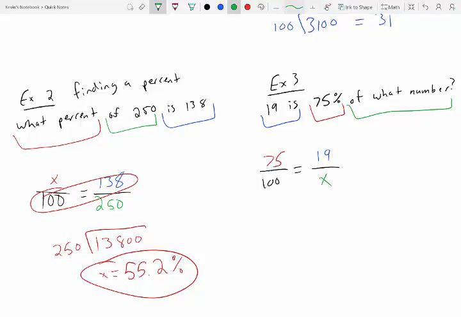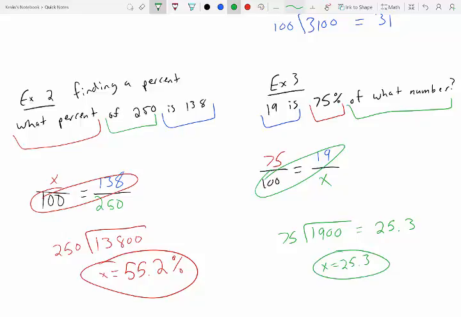So from here we cross multiply. 100 times 19 is 1,900 divided by 75, and this is going to be a repeating decimal, but we're going to round to the nearest tenth. 25.3. So x equals 25.3. And again, example 3, we were looking for a whole.